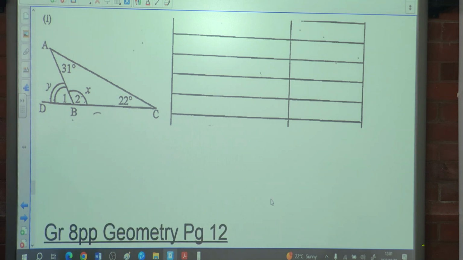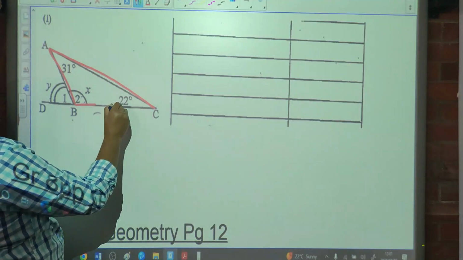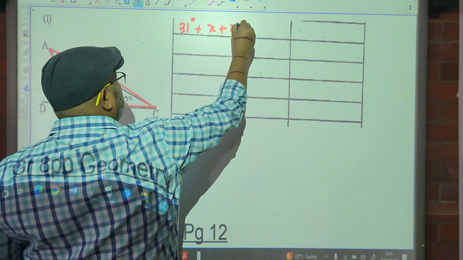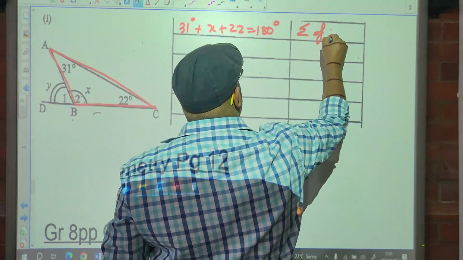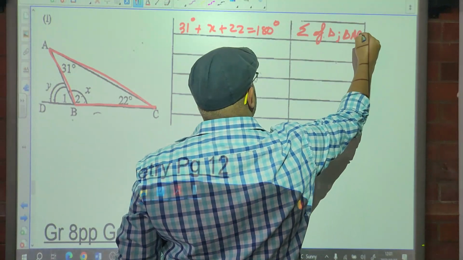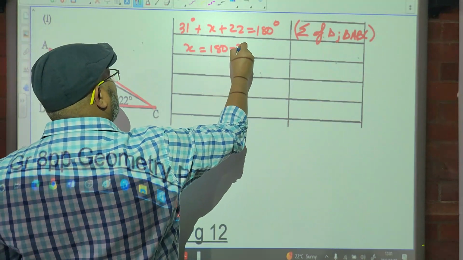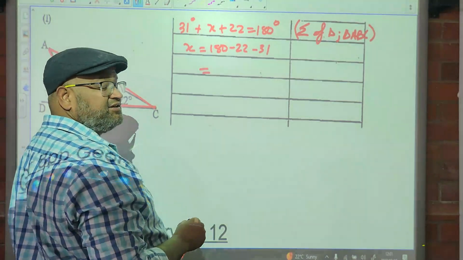Here we're calculating x and y. Lots of two unknowns. So what are we going to calculate first? x. Now you're going to calculate x. Sum of angles of a triangle. So I'm going to say 31 degrees plus x plus 22 is equal to 180. Why? Sum of angles of a triangle, and it's triangle ABC. So x is equal to 180 minus 22 minus 31, which is 127.